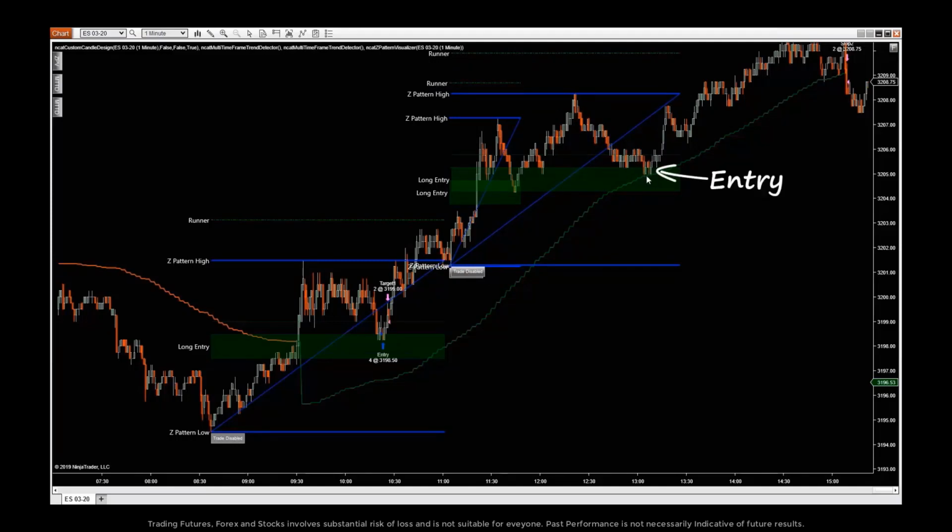So the exact same setup, same entry at the far edge of the long box, same 4-tick stop, and almost no heat on the trade. We're getting to our first runner target fast. So you can see how flexible this is, can't you?